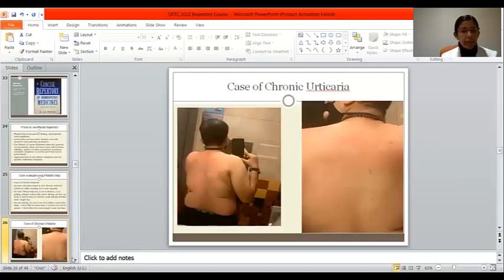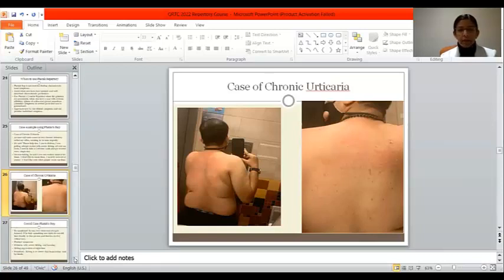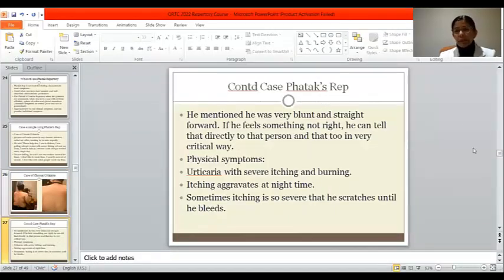So these are some pictures of urticaria. He had several red rashes, very severe itching all over the body, and the itching used to come majorly at night, and it used to be sometimes very bad. He could even bleed after itching, and there was a lot of burning when he scratches.